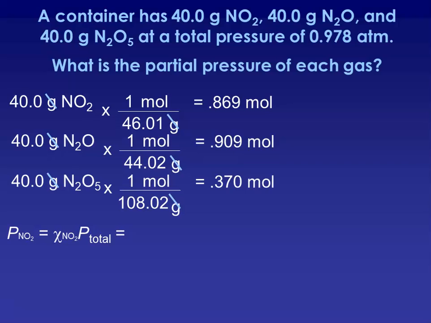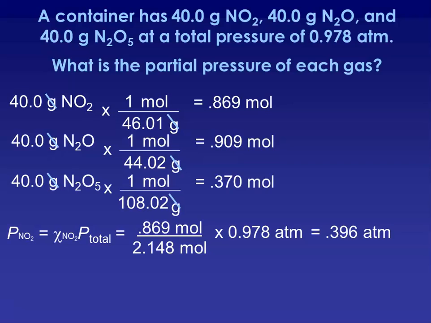So if I want to find NO2, I would take the mole fraction for NO2, which would be its moles, 0.869, over the total moles. And if I add those three together, you get 2.148. And then I multiply that by my total pressure. And so that proportion of the total pressure is the pressure contributed by NO2: 0.396 atmospheres.